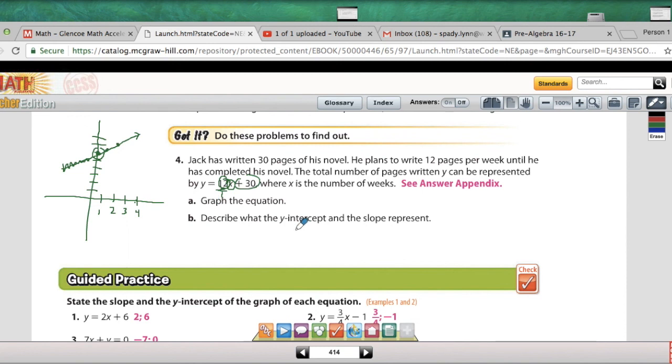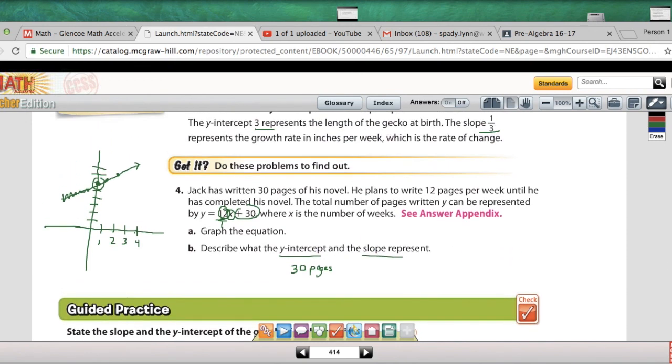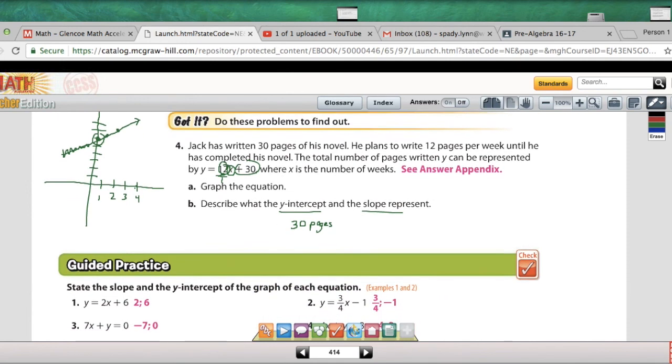Describe what the y-intercept means. The y-intercept means that he started at 30 pages already being finished. Okay, and the slope represents how much he's going to write per week until it's finished. Okay, hopefully that helps you.